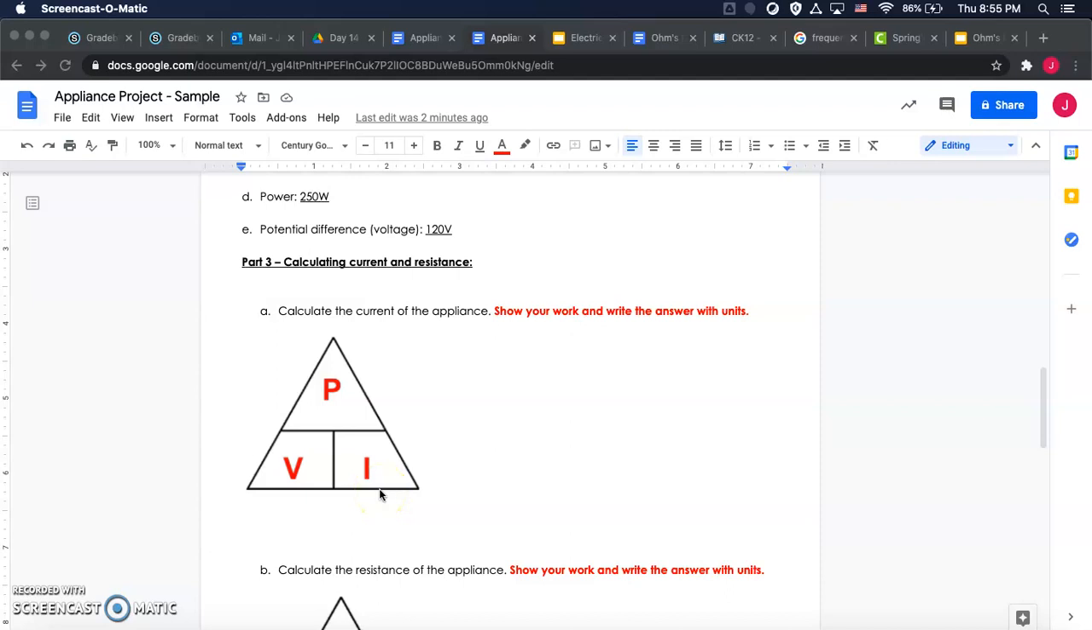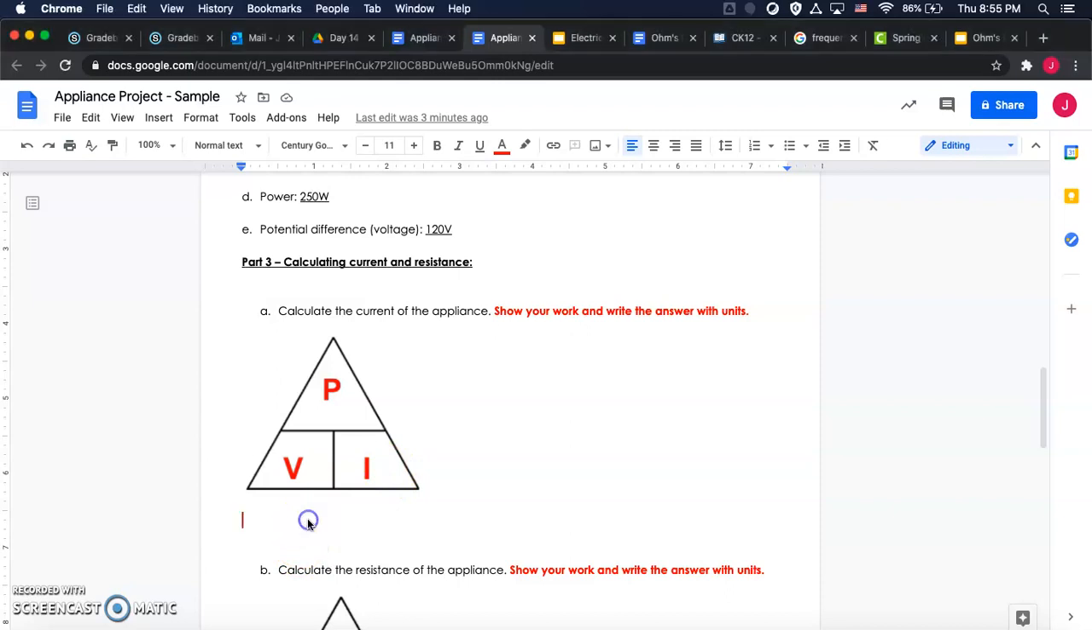So in this part, what you're going to do is take the power and potential difference that you got off of the back of your appliance, and you're going to use those two things to calculate A, how much current your appliance uses, and B, what the resistance inside the circuitry of your appliance is. So we'll start off by taking the power and the voltage, and we'll use that to calculate how much current your appliance uses.